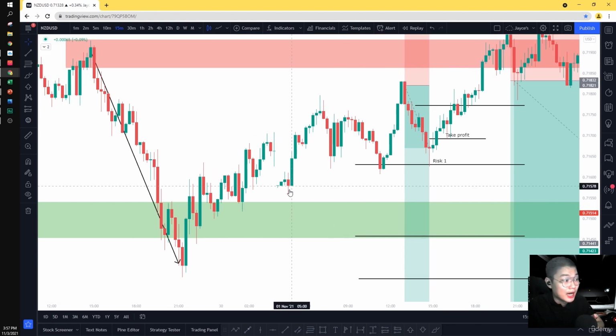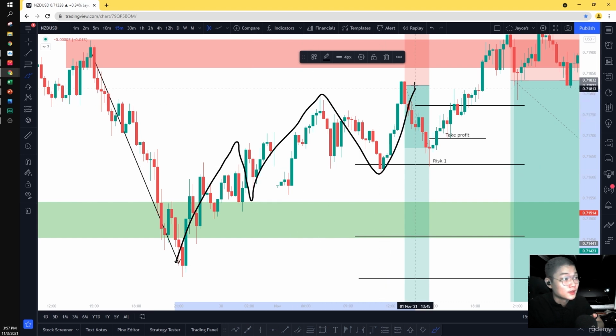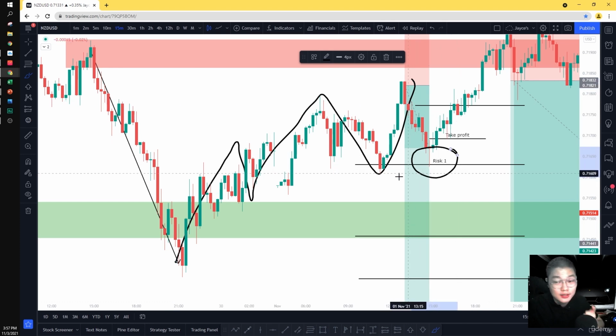And the structure of the market now is still the uptrend. You can see the structure is like this, higher high and higher low. Therefore, for me, this trade is quite risky. Therefore, I need to be very careful about this risky zone, and I set an order over here.